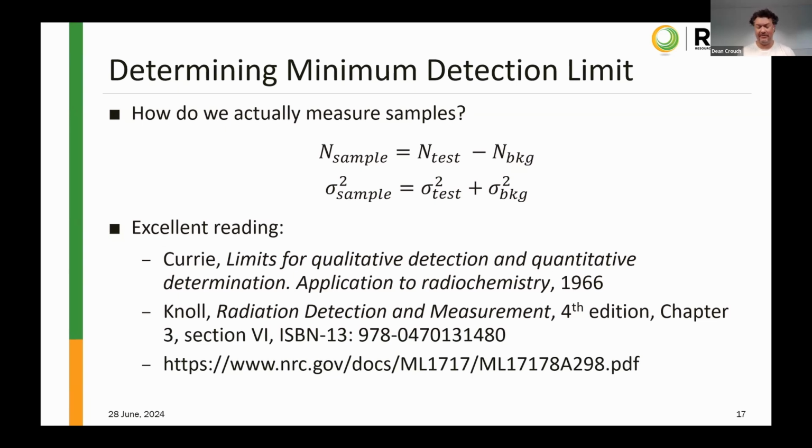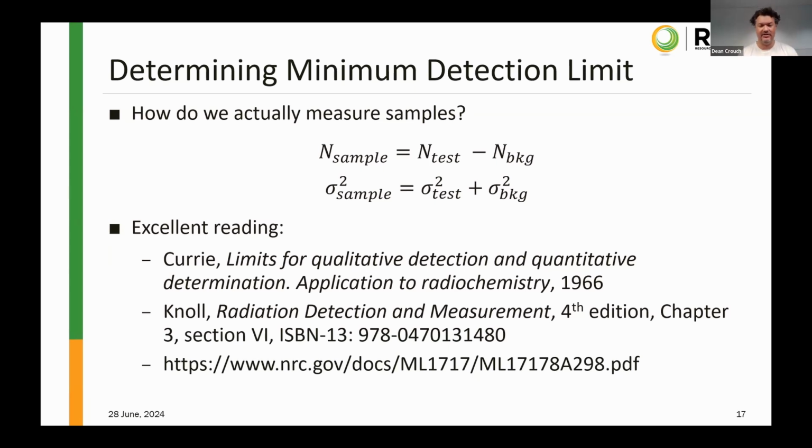Even though you're subtracting one value from the other, the errors are always cumulative. And there is some fantastic reading. I've got some links there. The Curry paper from 1966 was pivotal in all this, and everything I've read always goes back to that.